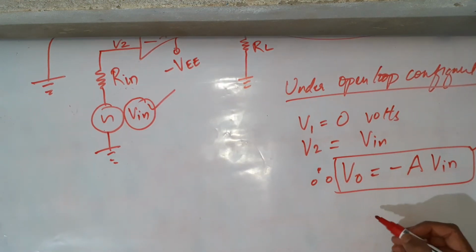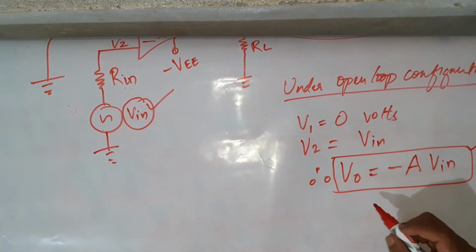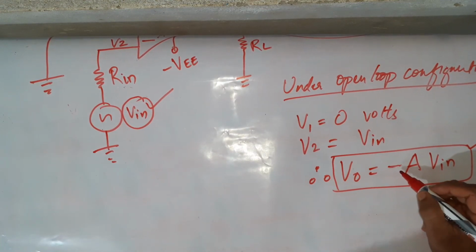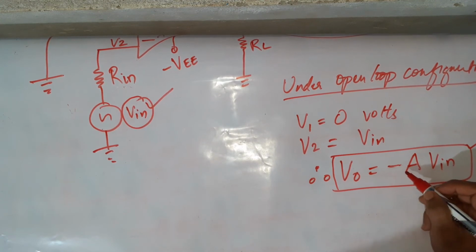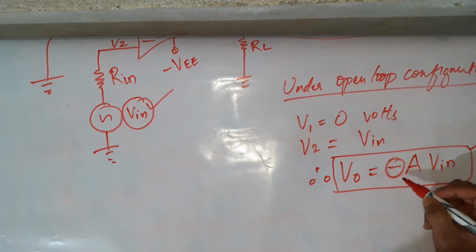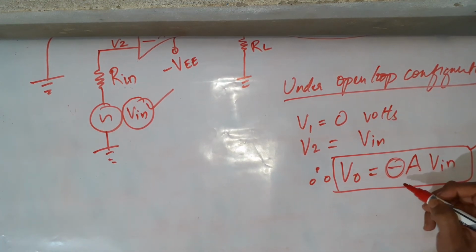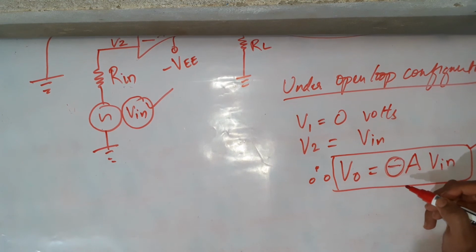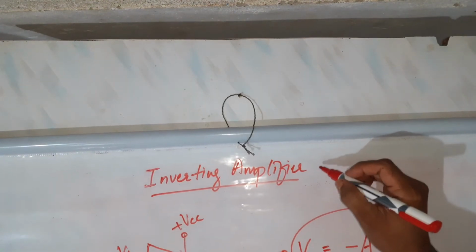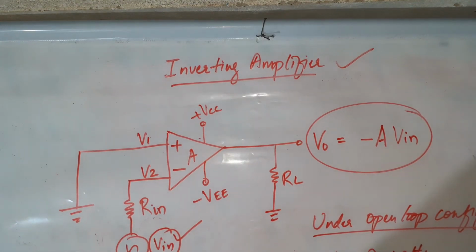Okay. So this negative sign indicates that the output voltage is out of phase with respect to input by 180 degrees. I repeat, this negative sign indicates that the output voltage is out of phase with respect to input by 180 degrees. Understood? Yeah, that's it. So this is your inverting amplifier. Let us see how our non-inverting amplifier looks like.